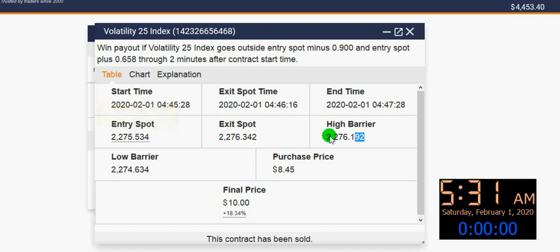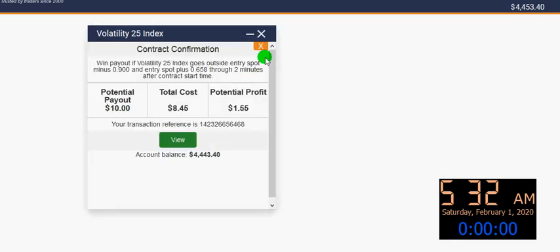This is the entry spot. This is the high barrier we set. So this is the entry spot. Once this exit spot goes below this, we hit profit. Once it goes above this, we hit profit. So these are entry spots and this is the exit spot. The exit spot was higher than the higher barrier, so we hit profit. So that's the third. Let's go for the last trade.